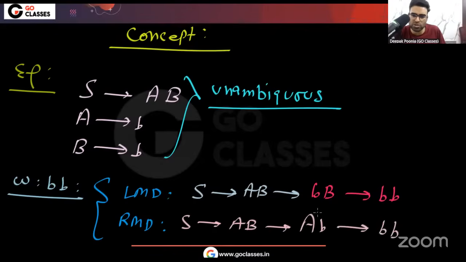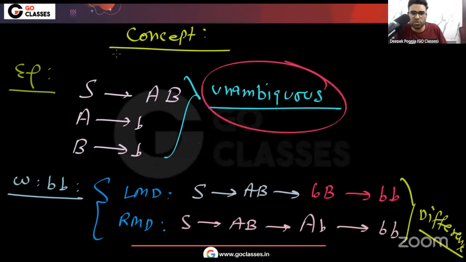Now you can notice that these are actually different. Yes or no? These are different, but it does not mean that your grammar is ambiguous. The grammar is actually unambiguous. Notice that for this string bb we have a leftmost derivation and a rightmost derivation, and both are actually different, but it does not mean that the grammar is ambiguous.